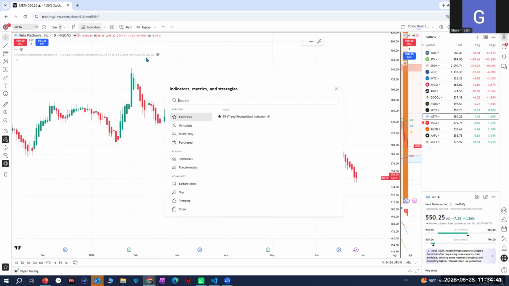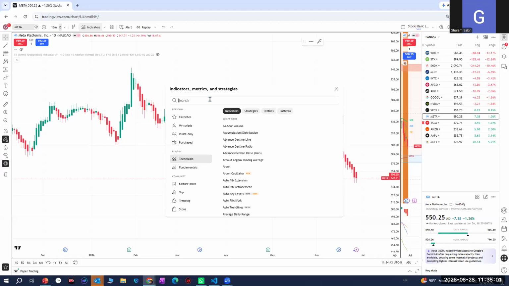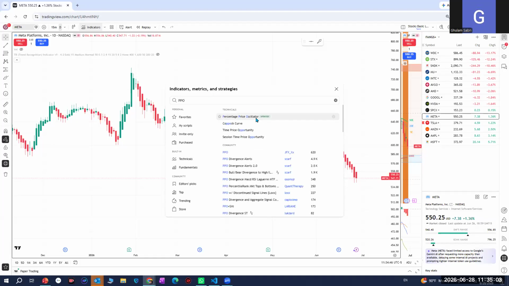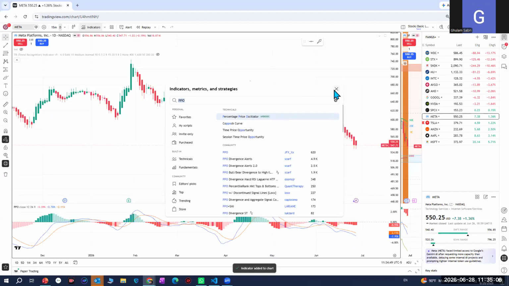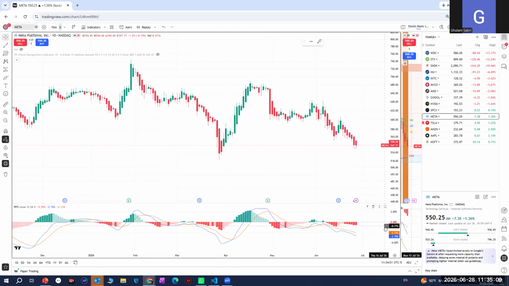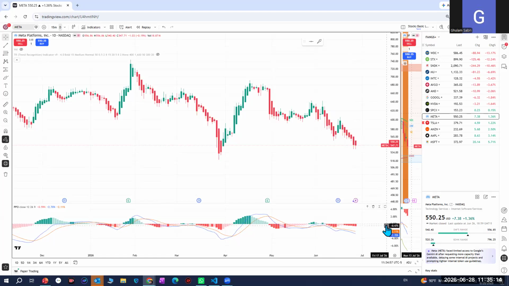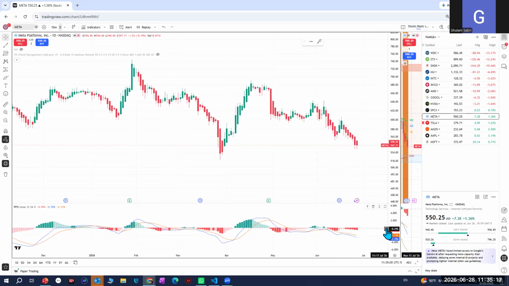If you press this indicator button, you can search for any indicator. The TR indicator will be found here under invite-only because it's not available to the public. But otherwise, you can search for any built-in technical indicator, for example PPO, percentage price oscillator. And there's a reason I use PPO besides MACD. But if you're not comfortable with PPO or you don't understand what PPO is, you can even use the MACD, which is moving average convergence divergence.